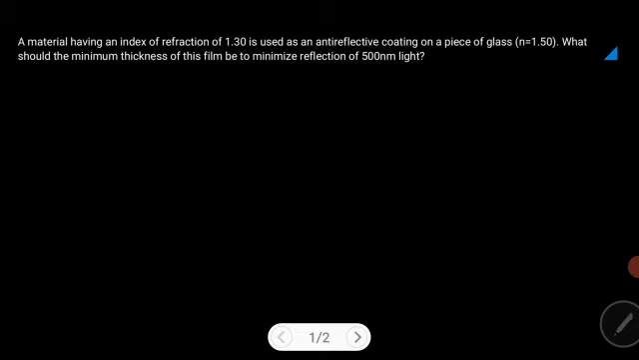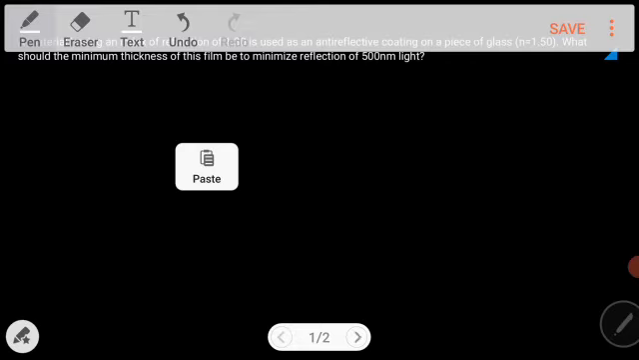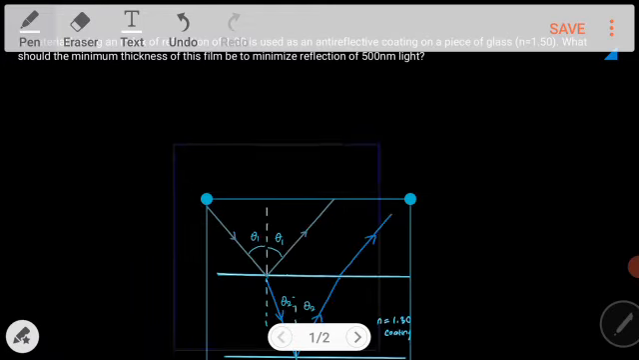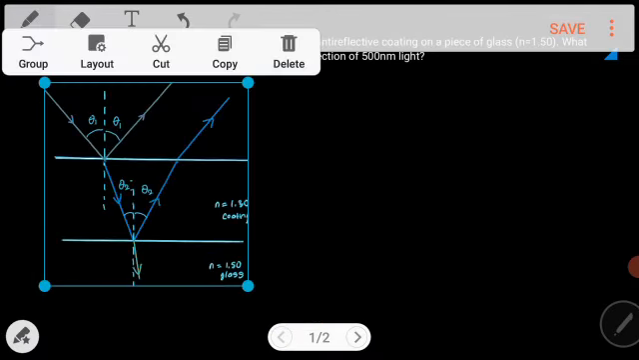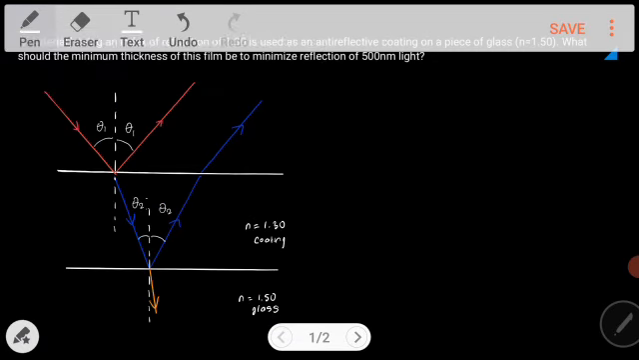So how do we solve this question? First of all, let's draw a diagram. Okay, let me make this bigger. So this is the diagram to show how the situation goes.